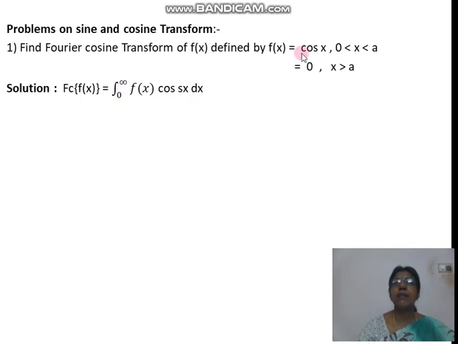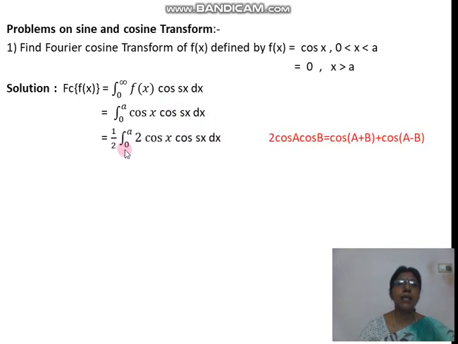Here the given function is defined only in 0 to a as cos x, otherwise after a it is 0. So let us break the interval at a; it is equal to integral 0 to a, valid only in 0 to a. So integral 0 to a of f of x is cos x cos sx dx.